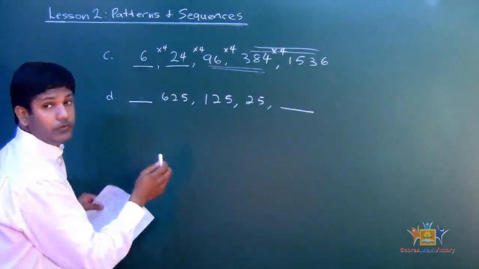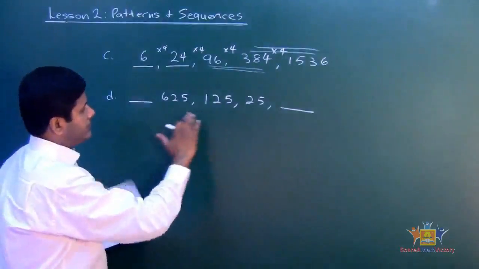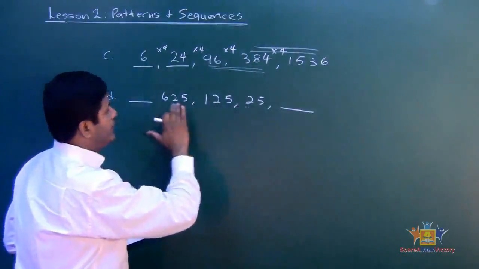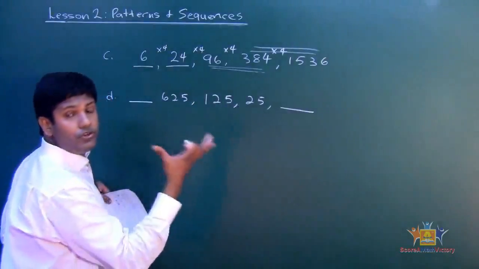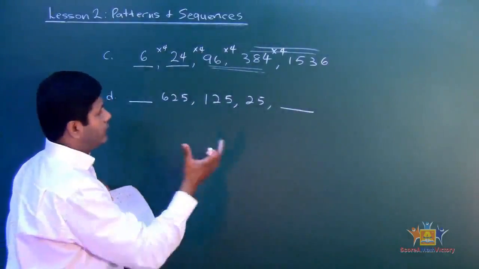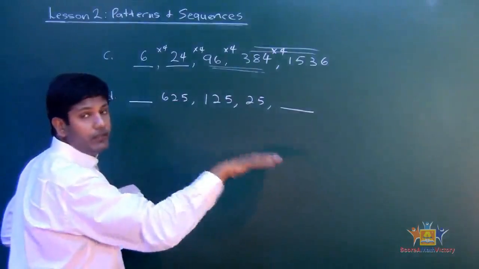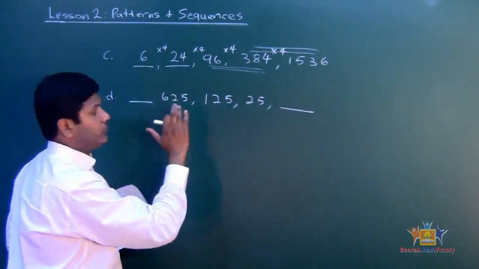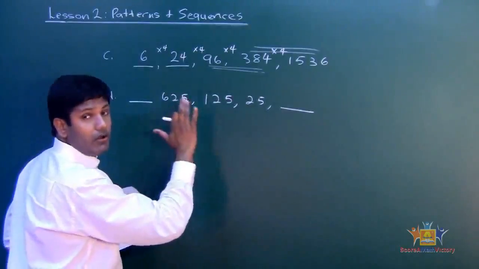Alright, so what do we do first? First step, look at the numbers in the sequence: 625, 125, and 25. We're going to use these 3 numbers to draw some kind of conclusion. The conclusion is that this number is reducing. That means it cannot be addition or multiplication. So the only two it can be are subtraction or division.